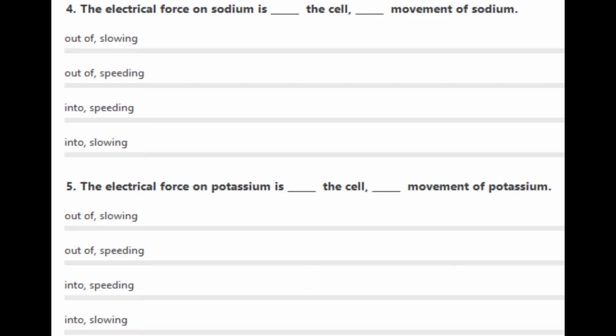But the electrical force is in the opposite. Oof. Oh, sorry, I see the problem. The orange one is highlighted. Okay, so the answer to this fifth question is actually C. So the electrical force on potassium is into the cell. Oh, sorry, D. Sorry, I flipped up my answers.